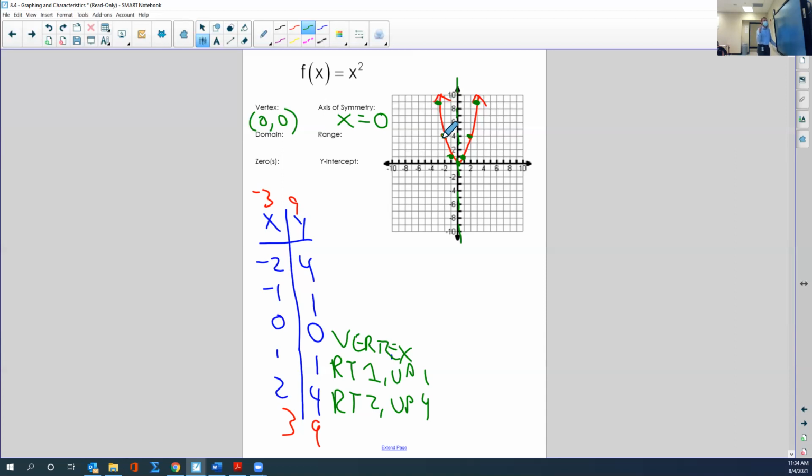But domain, we need to know for all of our quadratics is going to be all real numbers, because we can plug any number into our x and we're going to get a number back. We also cover the entire x-axis because our arrows go in opposite directions. Our range, there's nowhere in our range that is going to reach down here. We're going to start here at 0 and start working our way up. So our range is going to be 0, including 0, to positive infinity.